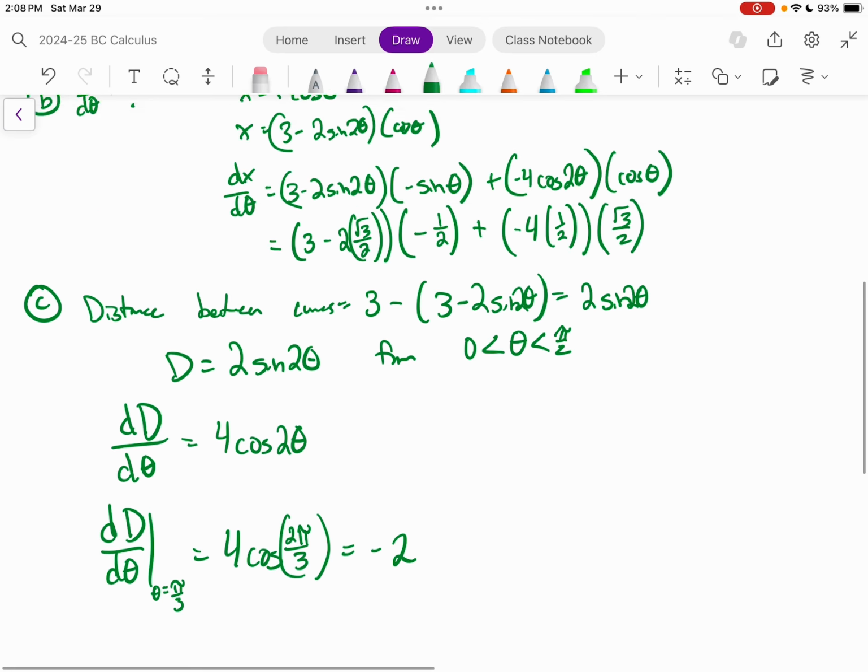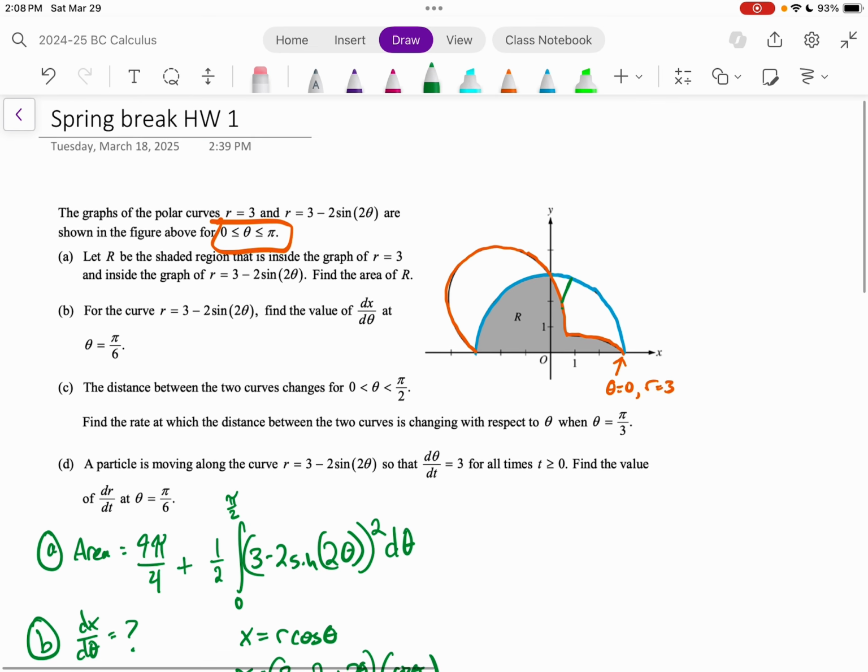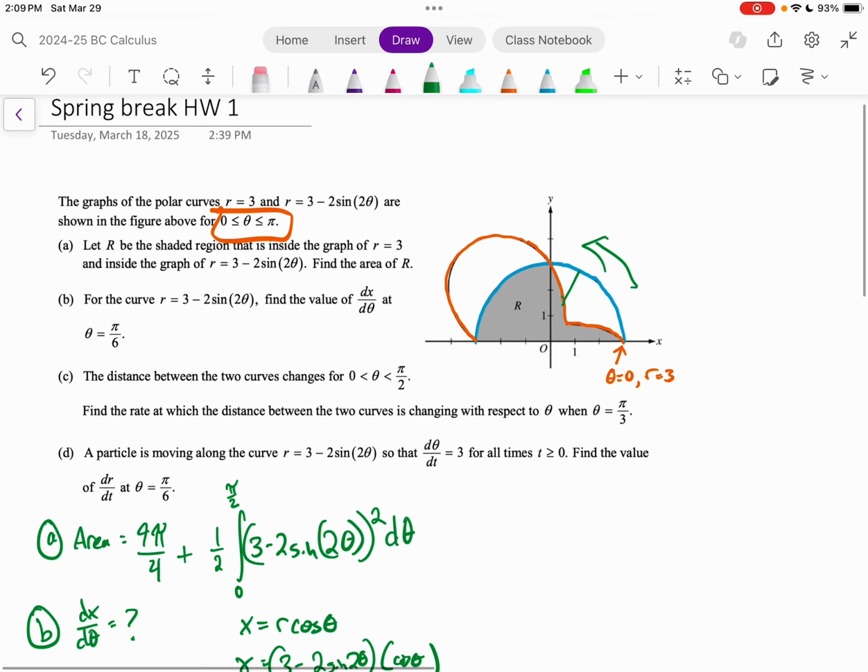So let's look at this picture and say when θ is π/3, the distance between these guys is getting smaller. Do we buy that? Yes, because the orange is getting closer to the blue at that point as we move this way. So that makes some sense.